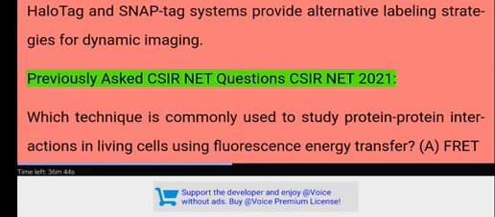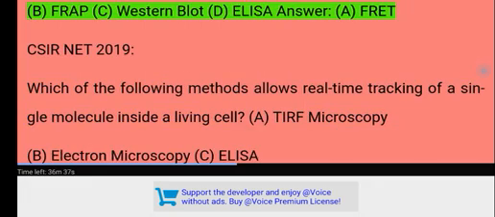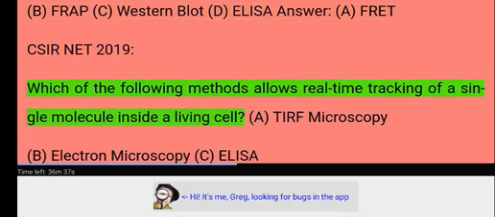Previously asked CSIR NET question, CSIR NET 2021. Which technique is commonly used to study protein-protein interactions in living cells using fluorescence energy transfer? A. FRET. B. FRAP. C. Western blot. D. ELISA. Answer: A. FRET.